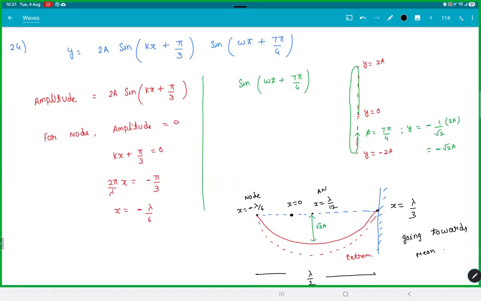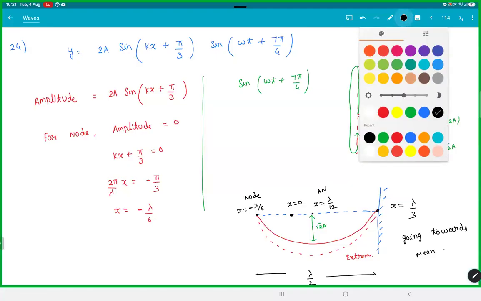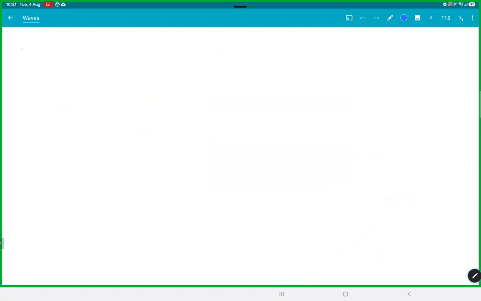Is this making sense, everyone? From an equation, how to pull out the data? I'll give one more like this. You try again. Let's say y is equal to 2a sine kx plus 2 pi by 3, sine omega t plus 2 pi by 3. There, draw. Fundamental frequency. One loop.